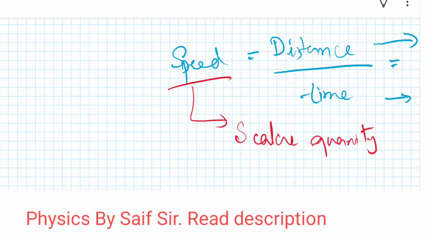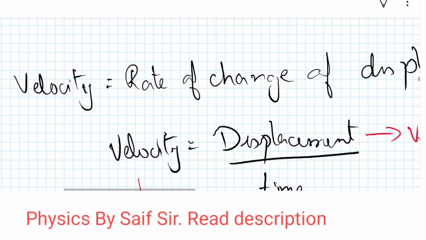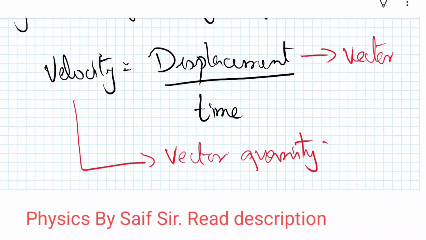Whereas velocity is related to displacement. The rate of change of displacement with respect to time is velocity. If you want to find the velocity, you should know the displacement and the time. So velocity is equal to displacement by time. We have already seen that displacement is a vector quantity because it has a definite direction, so velocity is also a vector quantity.